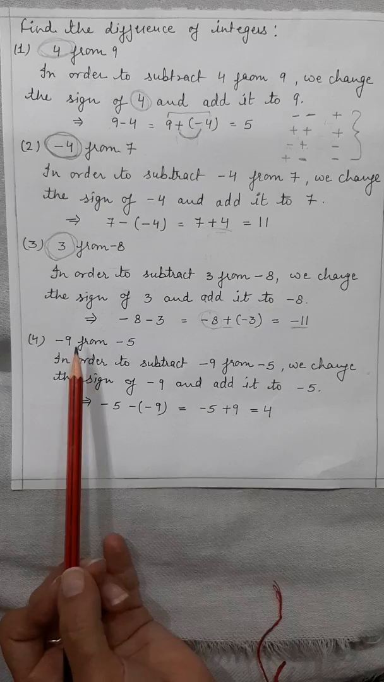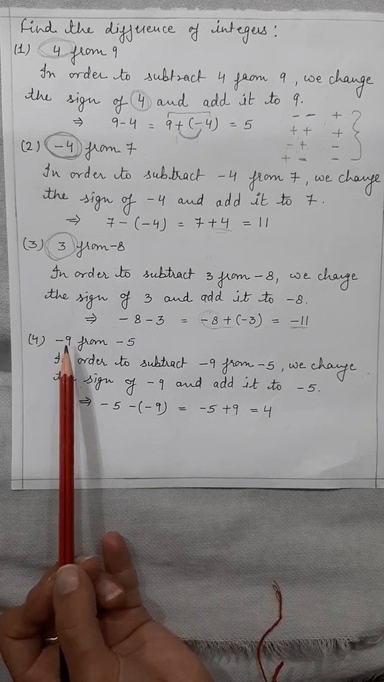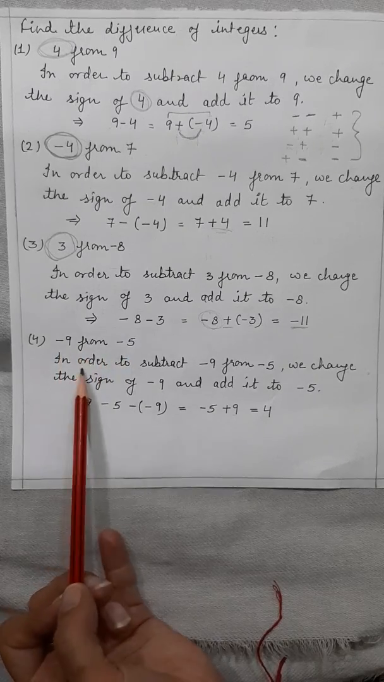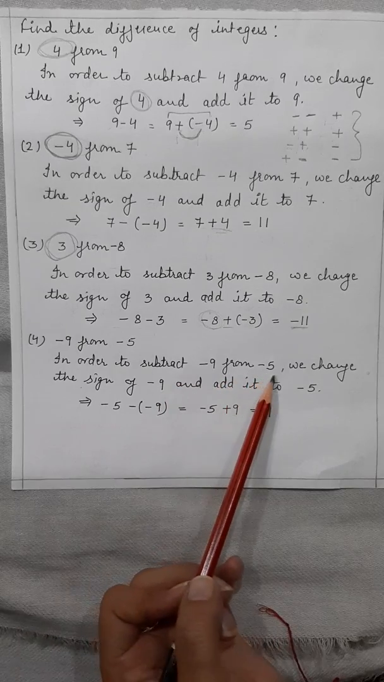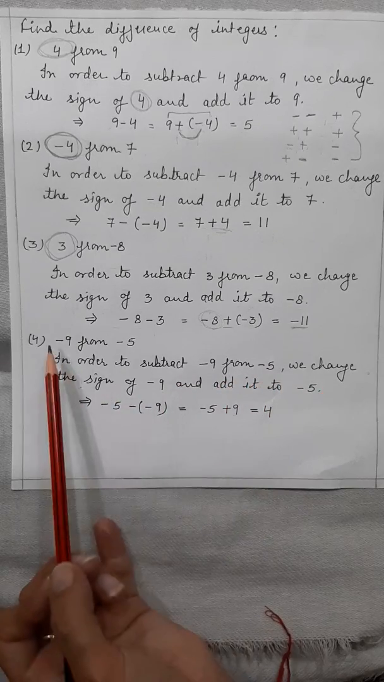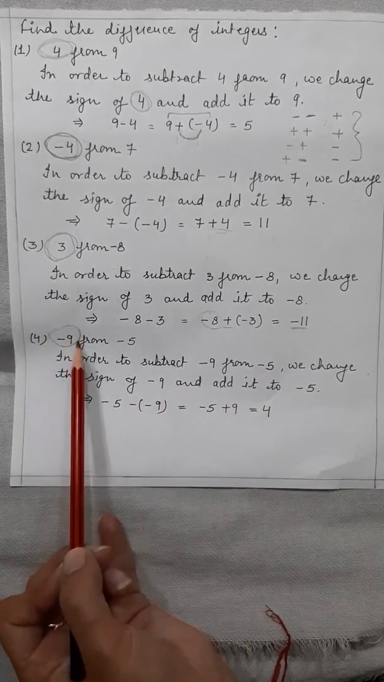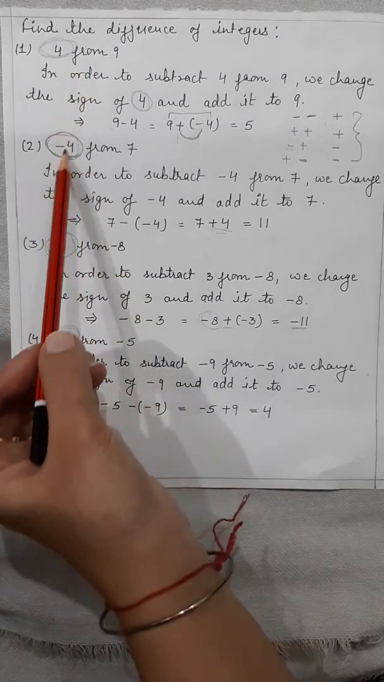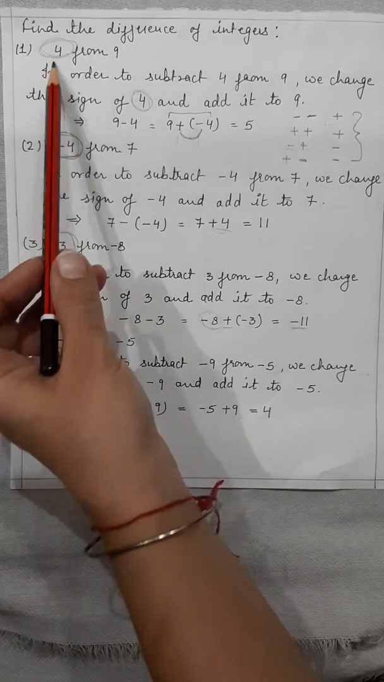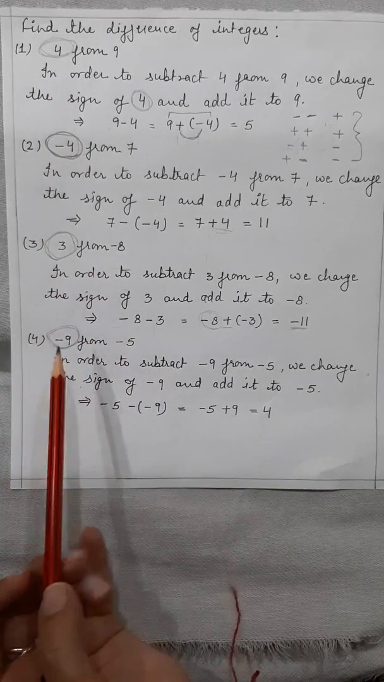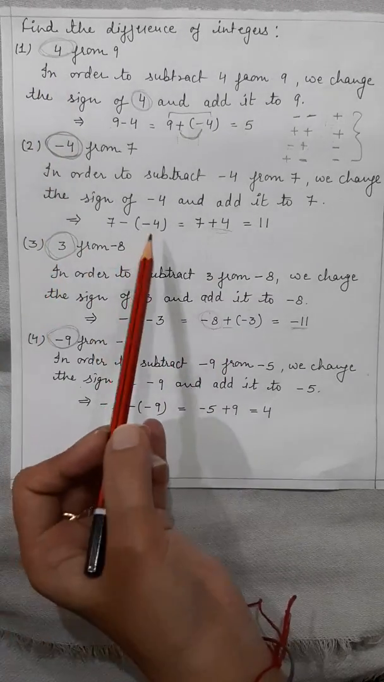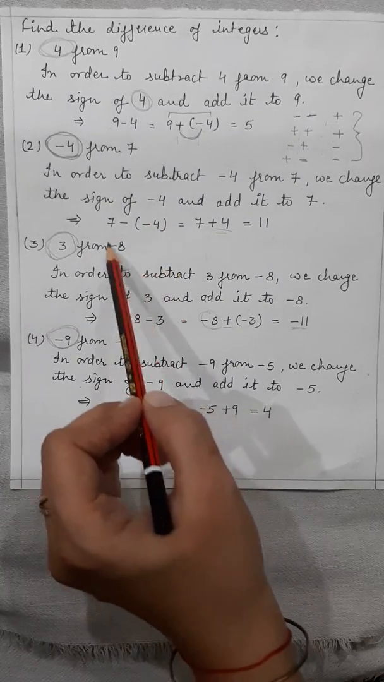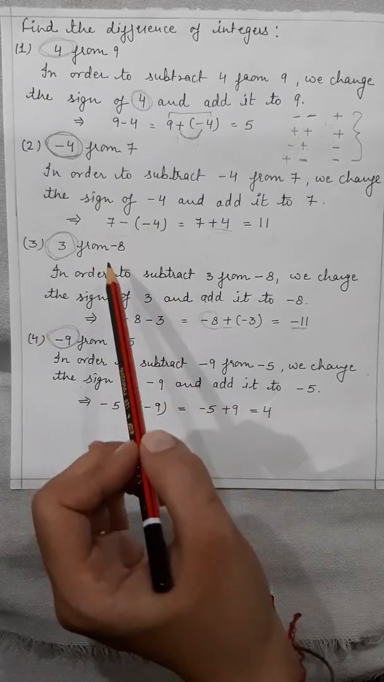If you have to find the difference of minus 9 from minus 5, in order to subtract minus 9 from minus 5, we change the sign of minus 9. Every time we are changing the sign of the first integer. Clear? And then we add it with the first integer.